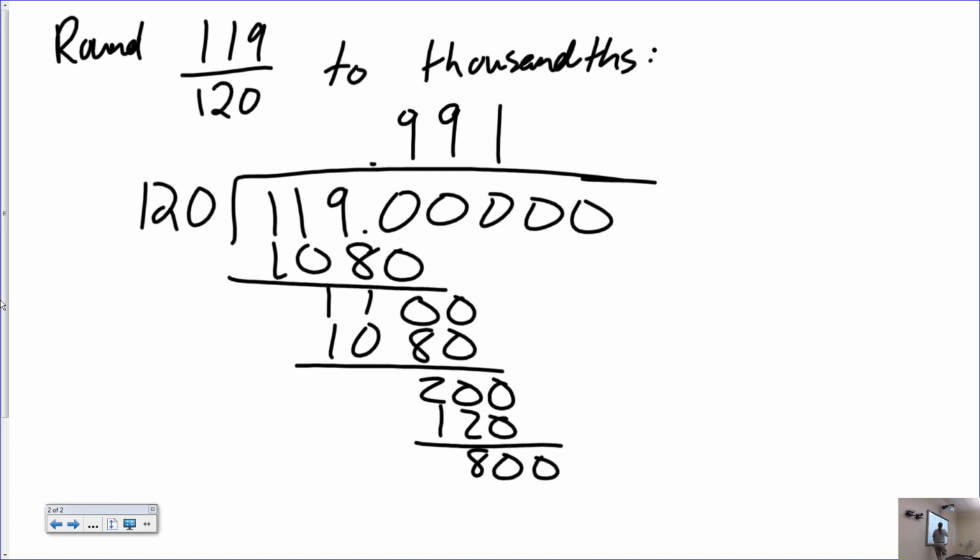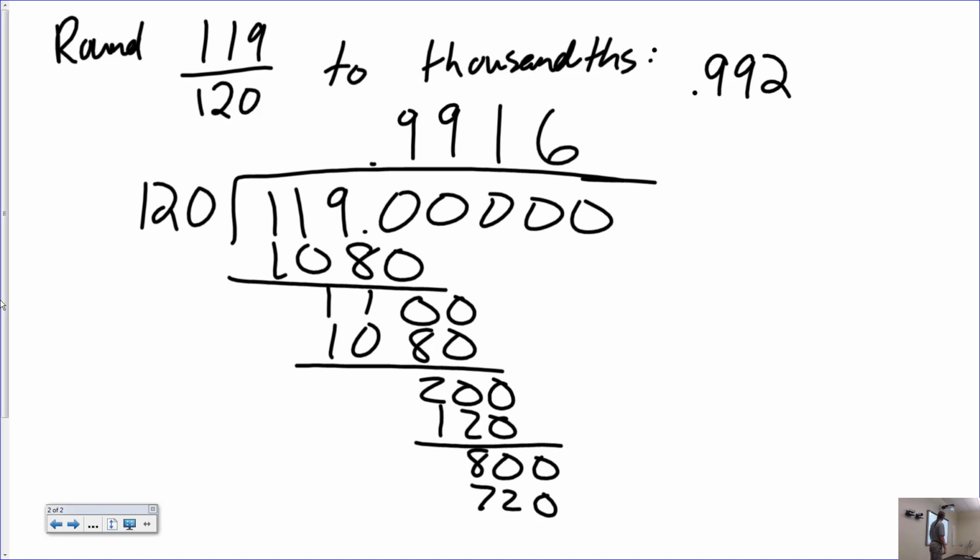Six. Because what's 6 times 120? And do I need to go any further than that? Nope, because I was asked to round to the thousandths. Here's my thousandths. What's the number next to it? So what do I say my answer is? 0.9924, 992 thousandths.